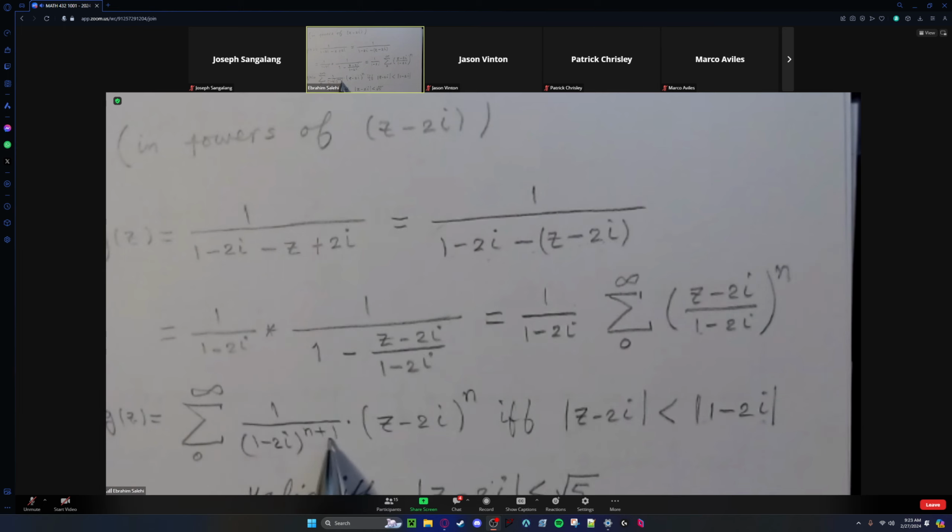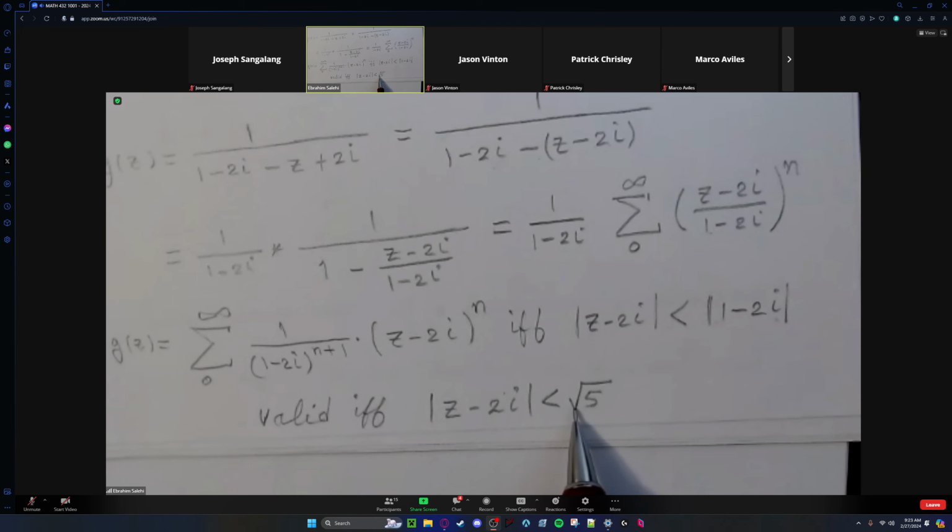This is a constant, z minus 2i to the n. We wrote it in the powers of z minus 2i, but remember, this is valid if and only if this guy is less than that. So the radius of convergence is the square root of 5. The center is 2i. Okay?